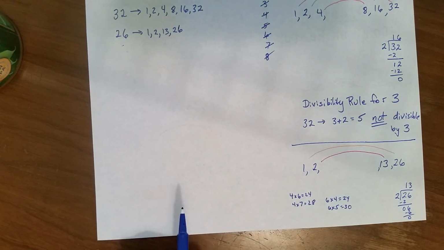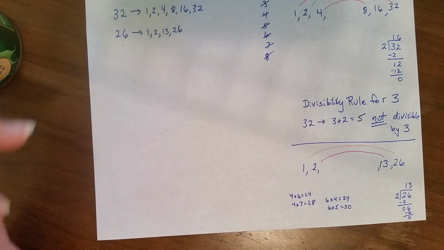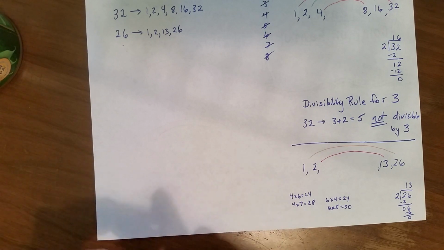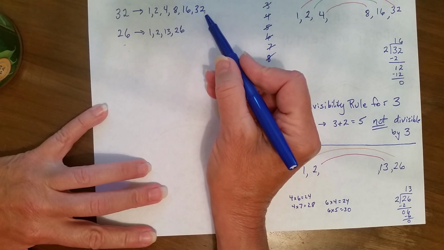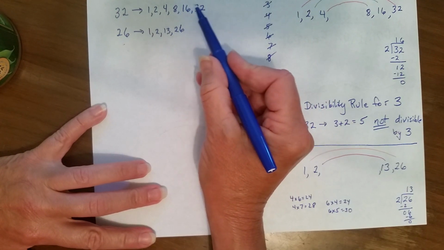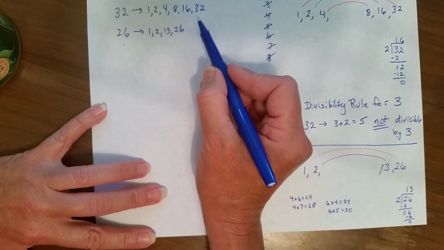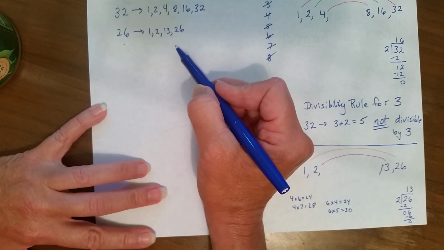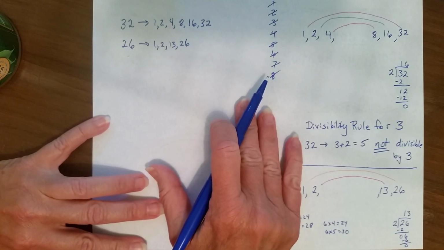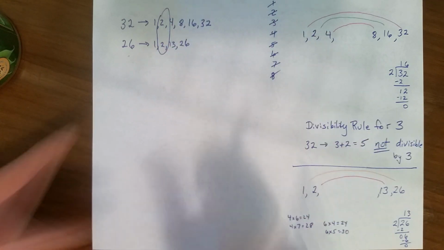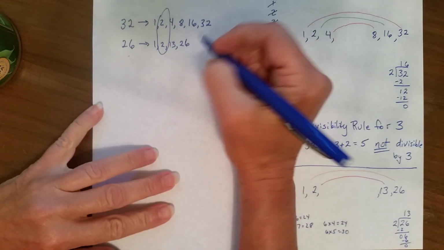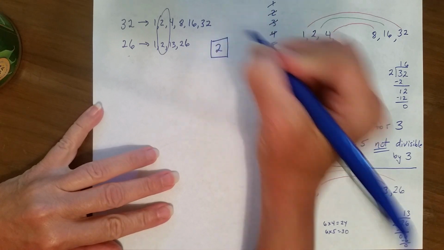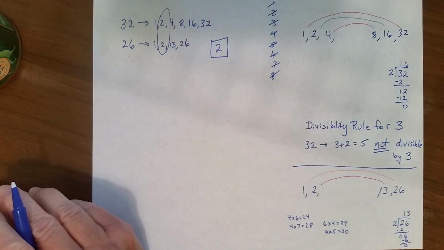Okay? Now, let's figure out, I'm going to say it, the greatest common factor. What we're looking for is the biggest number that's a factor of both of them. So let's just see what we've got. What is the biggest factor that goes into both of them? Figure it out. And if you said 2, you are correct. 2 is the biggest number that goes into both of them.